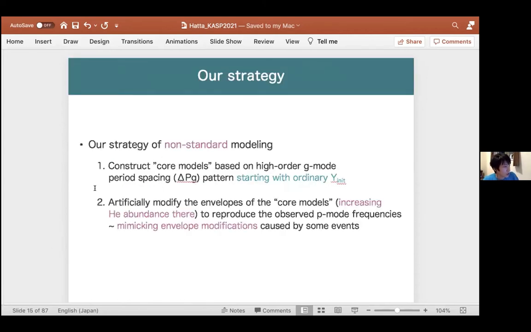Here is our strategy, consisting of two steps. In the first step, we construct core models based on the observed high-order g-mode period spacing pattern, starting with ordinary initial helium abundance. This is a very important point. Secondly, we artificially modify the envelopes of the core models by increasing helium abundance there to reproduce the observed p-mode frequencies. So in step 2, we mimic envelope modifications caused by some events.